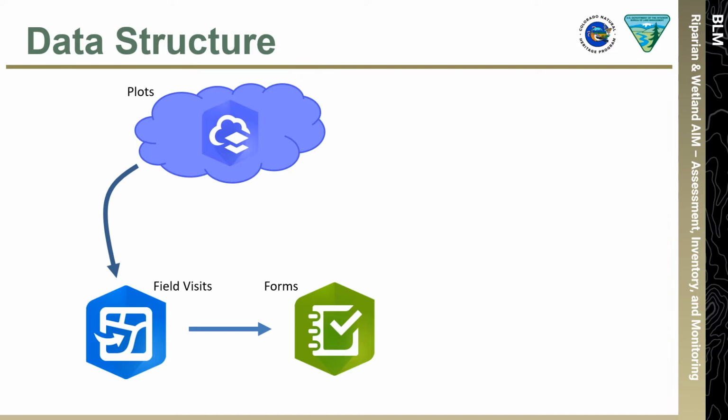From this new point, you will launch all field forms to be opened in Survey123, automatically pushing forward some plot identification information. Upon arriving back into service, the field visits layer and all completed field forms will be submitted back to the cloud so that crew managers and the Riparian and Wetland AIM data team can review points.